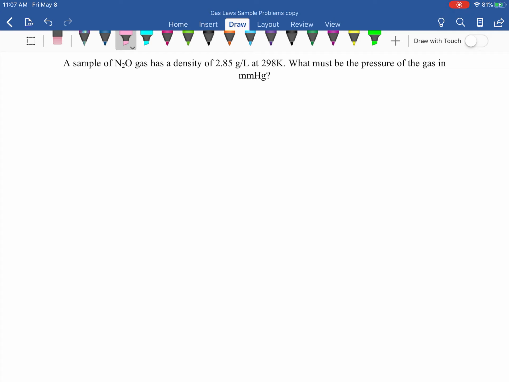Okay, now this one looks fun. We've got a sample of N2O gas. Right there, it's a gas. Anytime you have gases, you've got to use the gas law. Oh, density. Now we're getting a little bit sassy. Well, hang on a second. Where do we put that? In here. I don't know yet. Let's do that last. How's that?